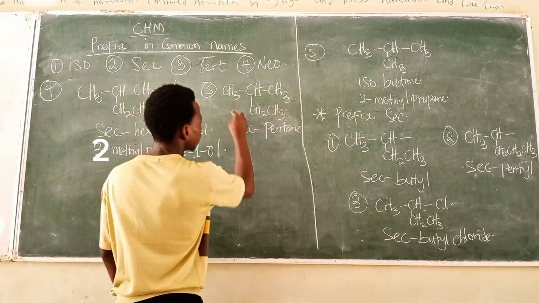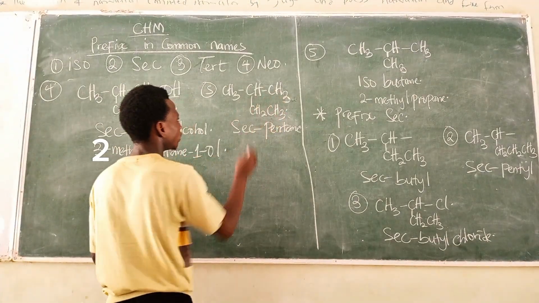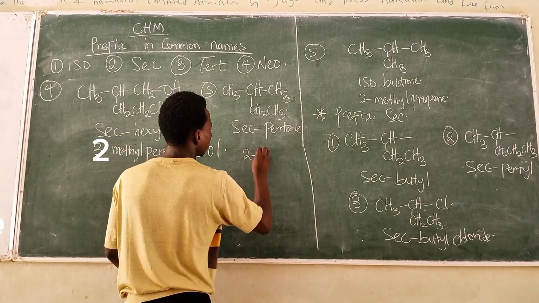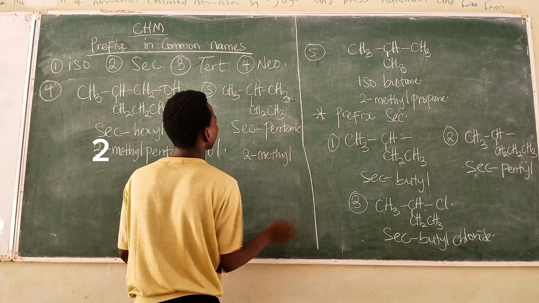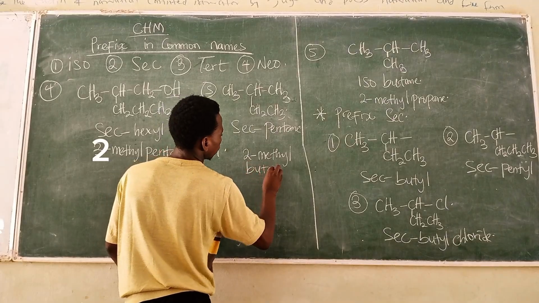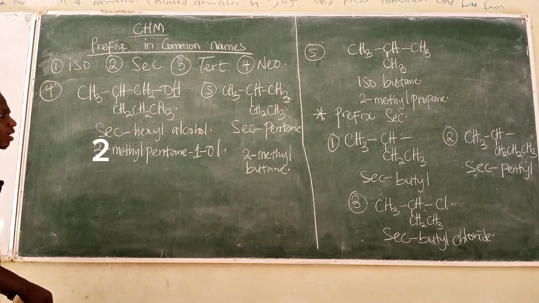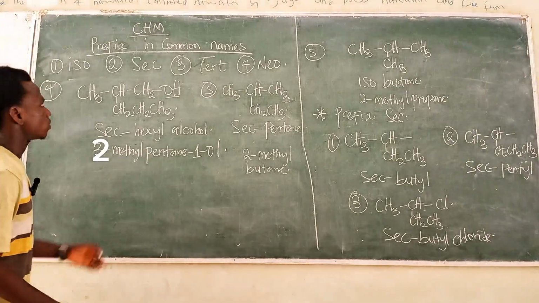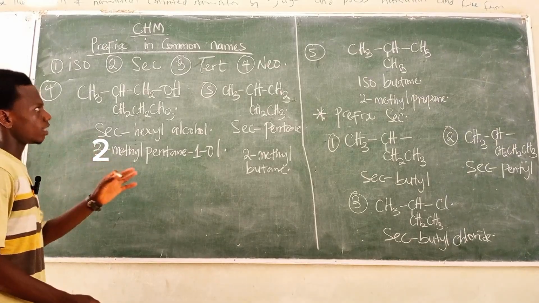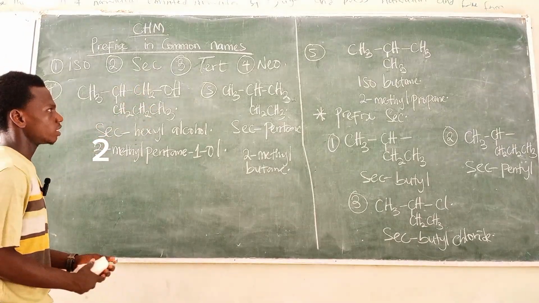So for this, to count the longest continuous carbon chain, which in this case is 1, 2, 3, 4. On carbon 2, you have a methyl. So this is 2-methyl, 4 carbon atoms, butyl. 2-methylbutyl. So that is how you are able to name organic compounds using the prefix sec. Now let's go to number 3 on how to name organic compounds using the prefix Tert.